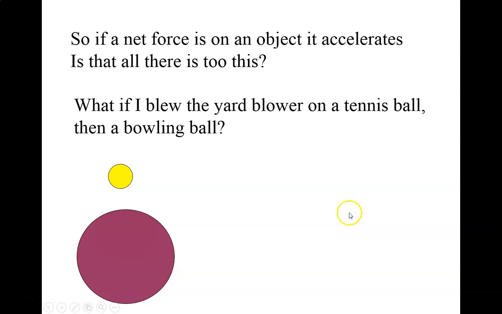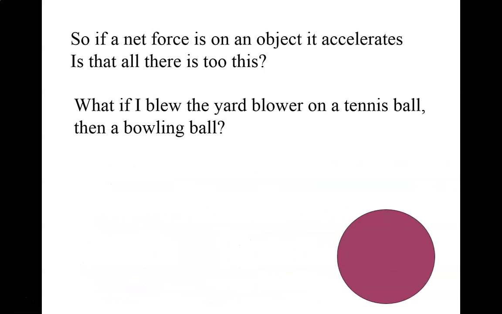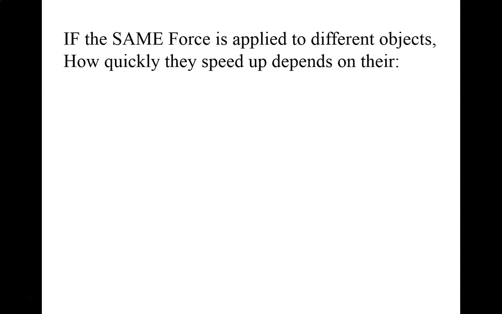So we know so far that a net force, an unbalanced force, will cause an object to accelerate, but there's more to it than that. Let's say I were to apply the same force somehow to a purple bowling ball and a tennis ball by, let's say, blowing them with a leaf blower. Are they both going to accelerate the same? No, I don't think so. That tennis ball is going to take off, and then that bowling ball will be trailing behind it because it's going to accelerate at a slower rate.